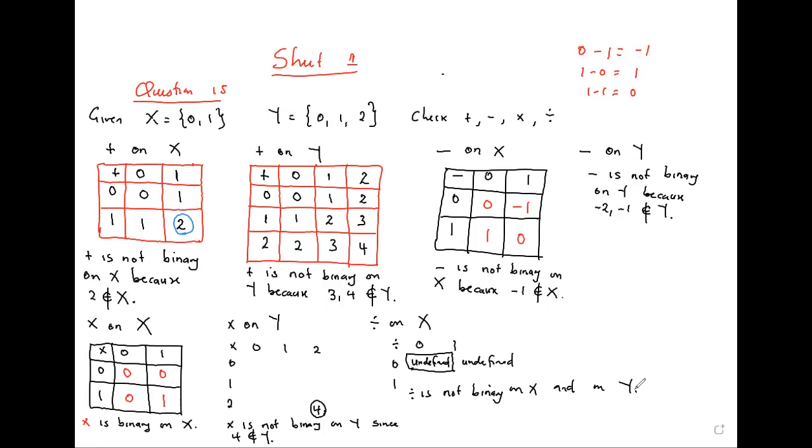Like plus on Y. In fact, plus on X, we said it's not binary, but it is a commutative operation. Plus on Y is commutative. Division is not commutative because 1 over 0 is undefined, but 0 over 1 is 0. So it's not commutative.